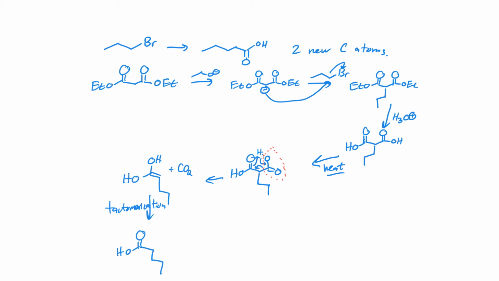And so basically the overarching concept is that we can take any good SN2 candidate, alkyl halide, extend the chain by 2, and end up with a carboxylic acid on that position.